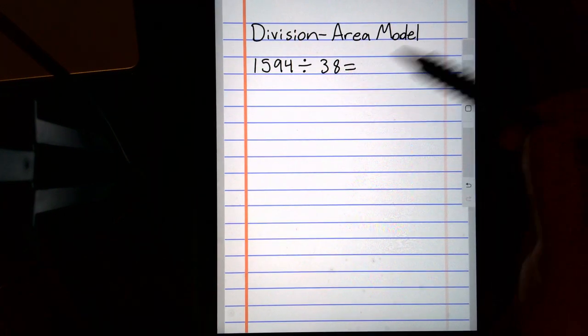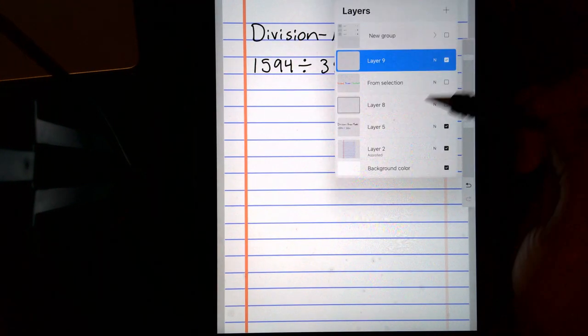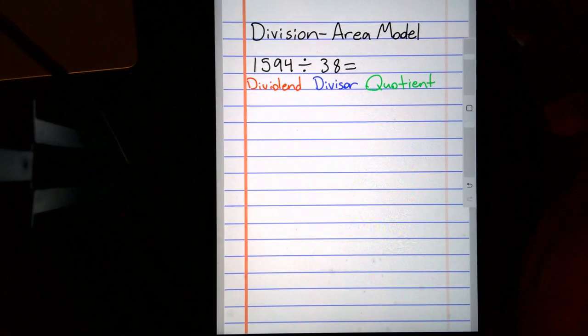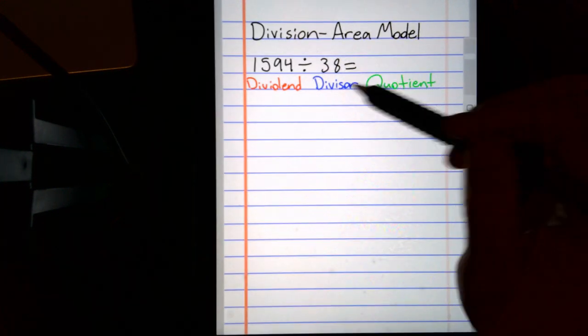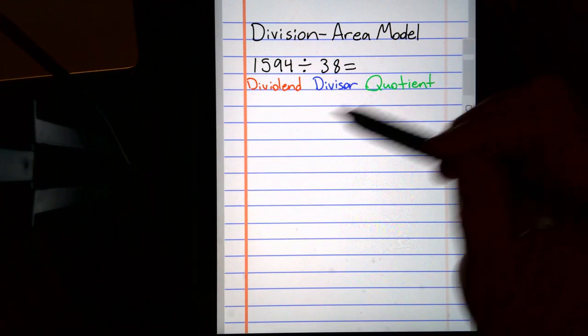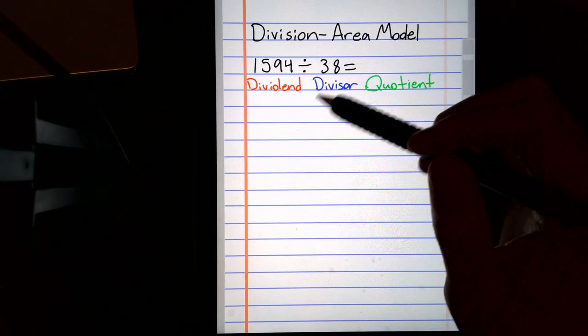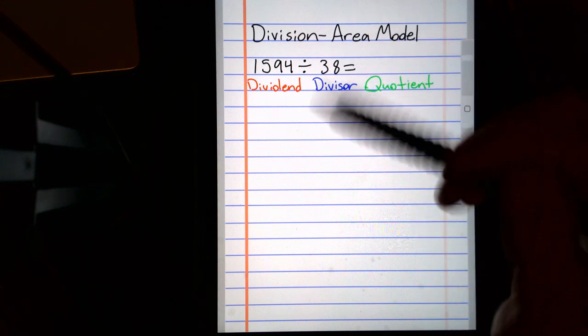The parts of a division equation are the dividend, the divisor, and the quotient. The dividend is the number being divided. The divisor is the action number, the number doing the dividing, telling the dividend what number of groups it needs to be broken up into.